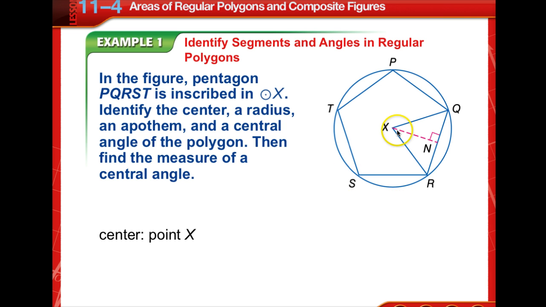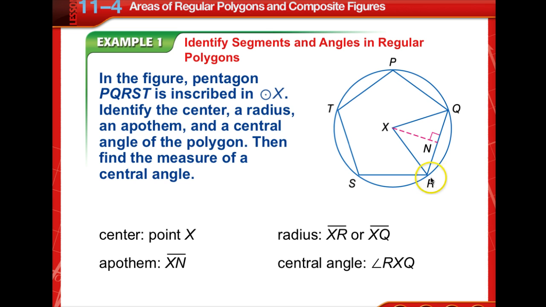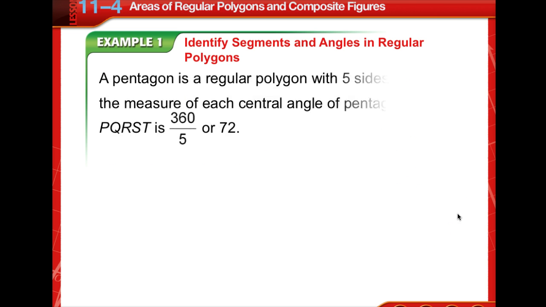So the center is at point X. The radius is XR and XQ. Apothem is XN. And the central angle is angle RXQ, or you could entitle it angle QXR. It has 5 sides, so to find the measure of the central angle, we take 360, which is the measure of the entire circle, or the exterior angles of that polygon, divided by the number of sides. So its measure is 72.